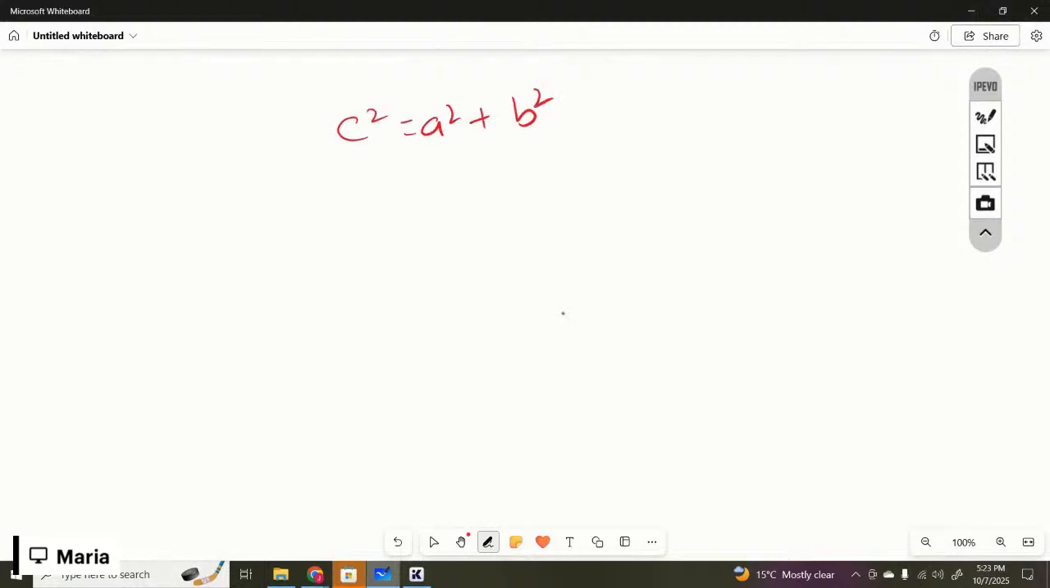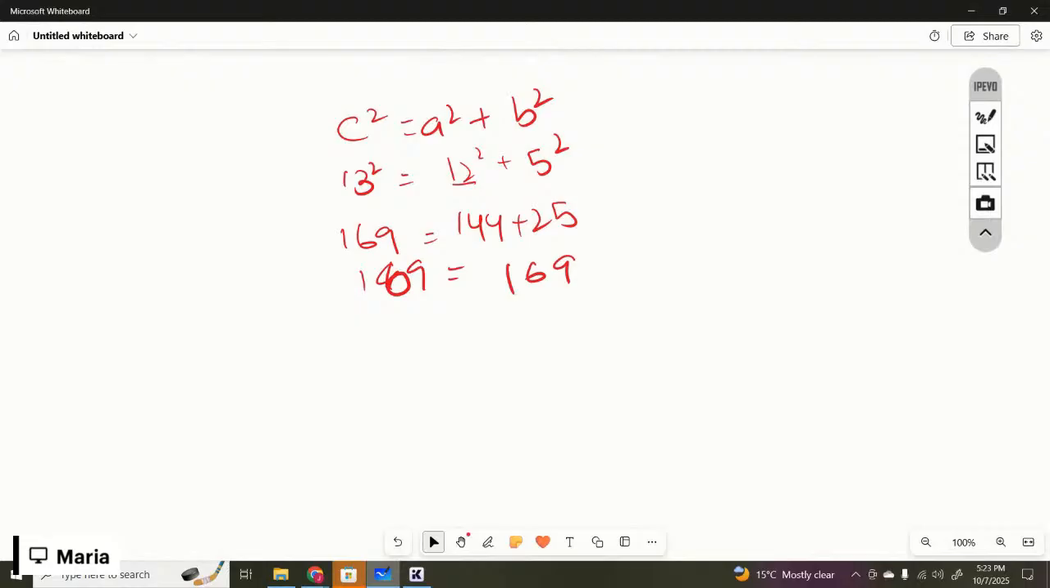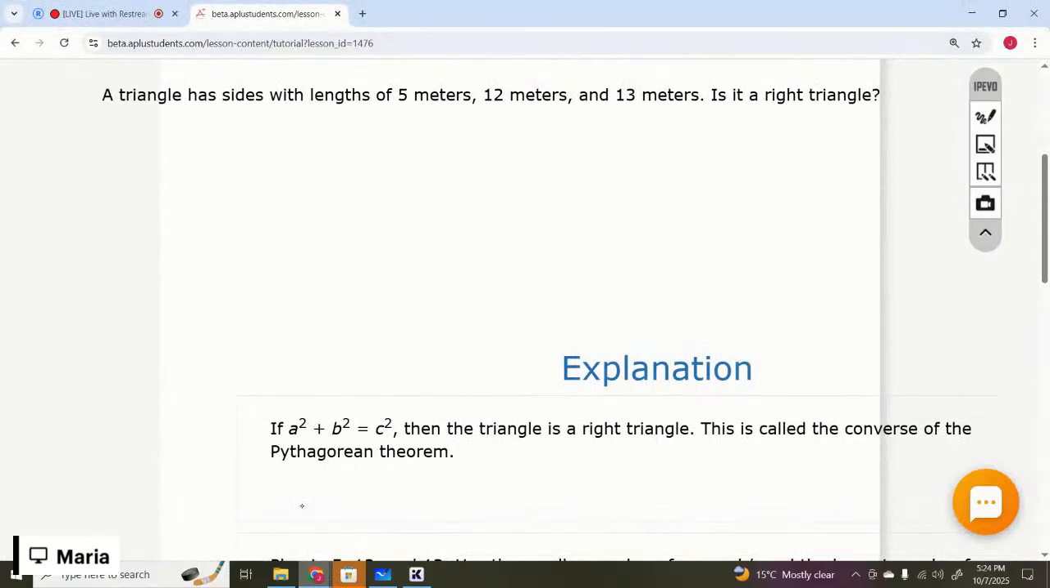c square equals a square plus b square. c is the longest length, that is 13. a is 12 square plus 5 square. c square is 169. 12 square is 144 plus 25. 169 is equal to 169. So both sides are exactly equal. That means yes, the given triangle is a right triangle.